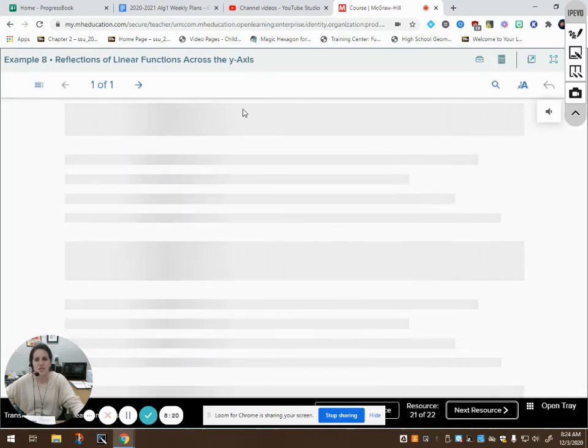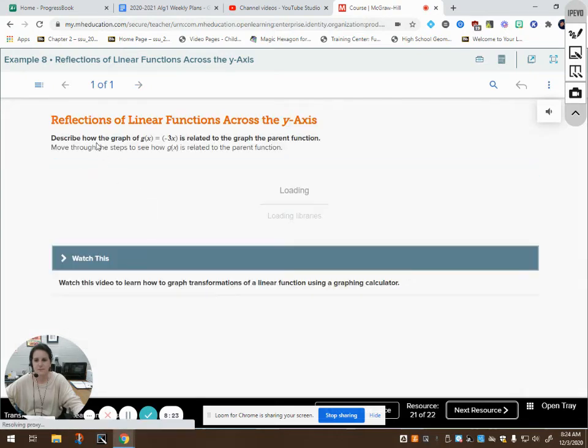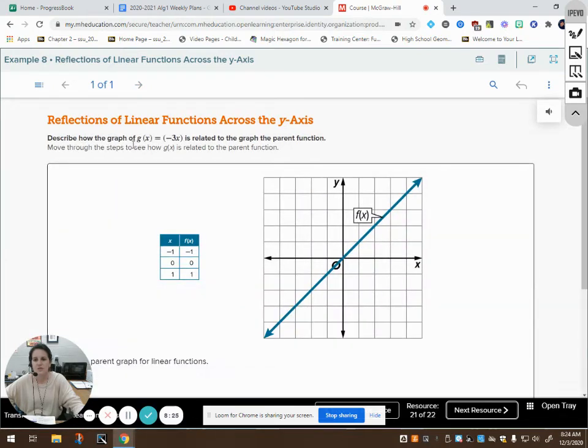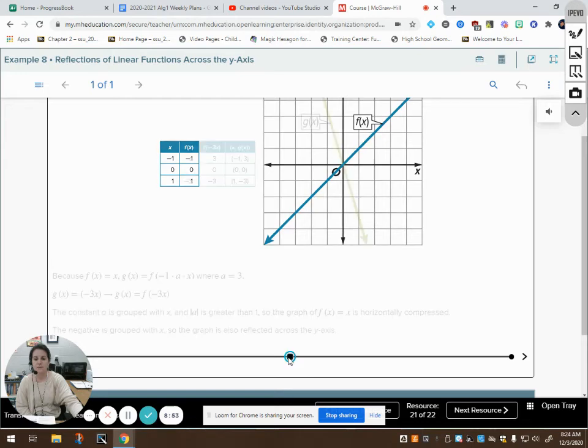So let's look at a reflection across the y-axis. It says describe how the graph of g of x equals -3x is related to the graph of the parent function. Now let's think about this. We see that 3 is greater than the absolute value of it, because it is a -3. But if I take the absolute value, it's greater than 1. So we should be stretching it vertically. However, because there's this negative there, we know there's going to be a flip across the axis.